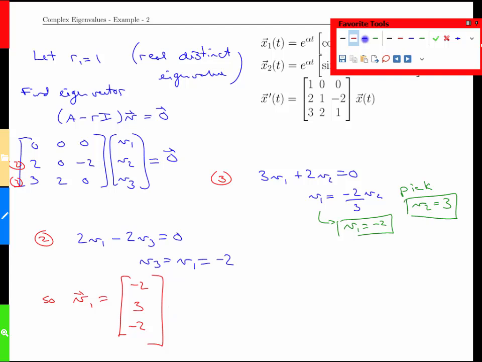Perfect. So that tells us as well that one solution is x of t is equal to e to the eigenvalue here, 1 times t, times the eigenvector, negative 2, 3, negative 2. And we're good to go. Now on to the other eigenvalues.